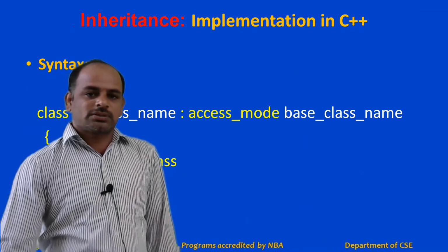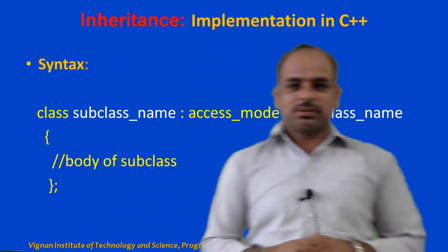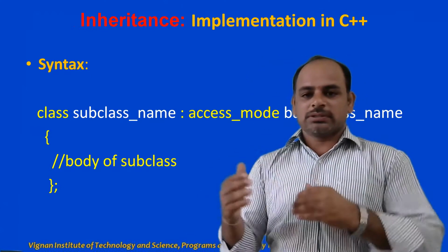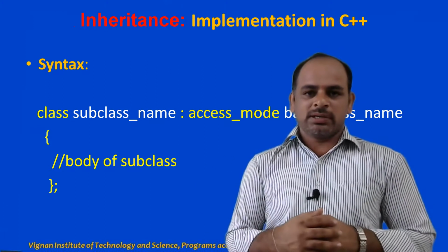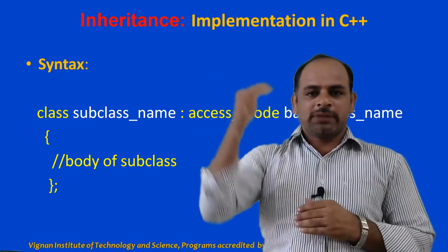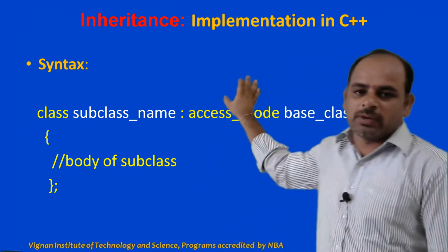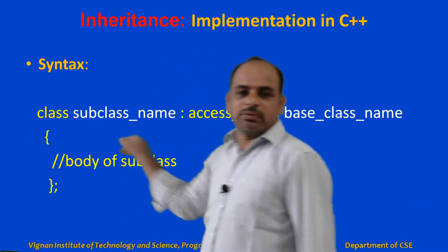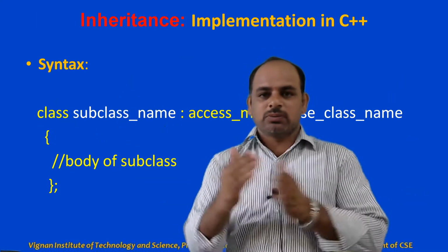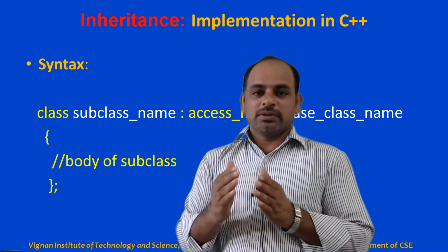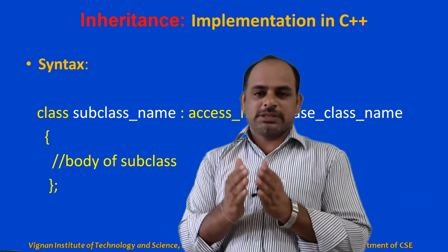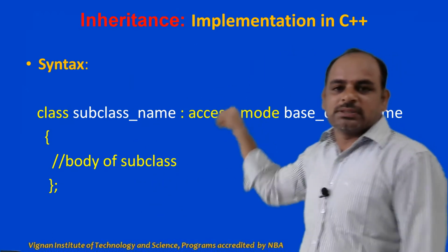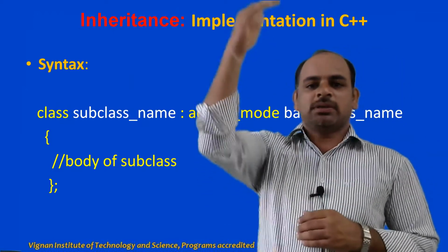Next, how do we implement inheritance, right? So far we have seen theoretically what inheritance is and why we have to use it, but how do we implement it, how do we derive a new class from the existing class? You have to follow this syntax. Here we use the class keyword, and then we give the name of the subclass, that is, the class you want to derive, which is derived from the existing class. The access mode specifies in which mode you want to inherit the properties of the base class.